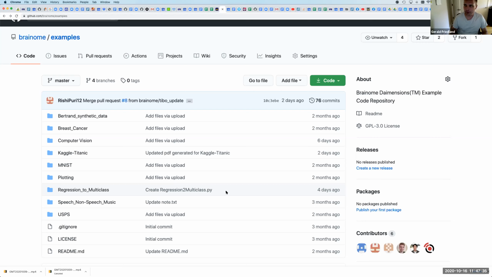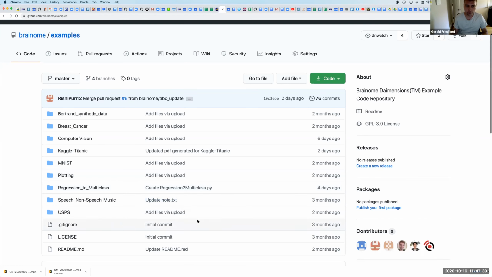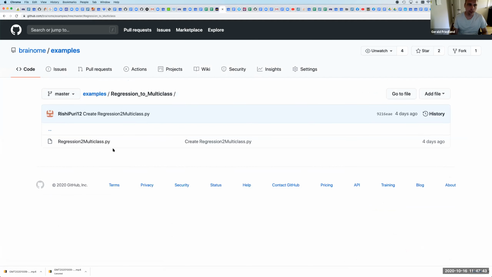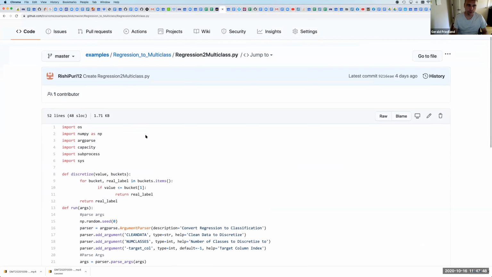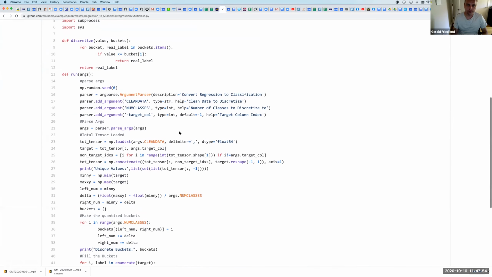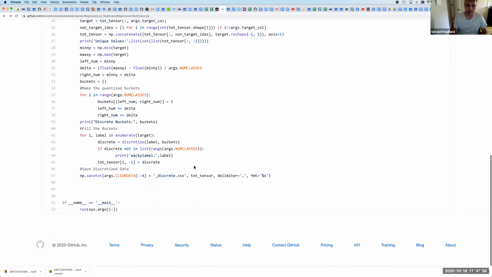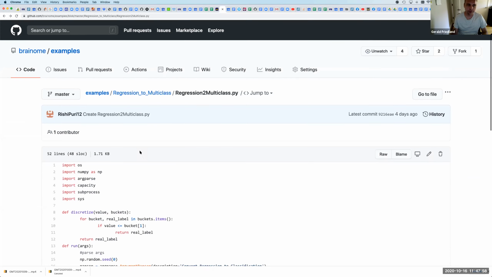Before everybody hops off, because we're done soon, I wanted to show you two more examples. One is regression to multi-class, because this question just came up. For regression to multi-class, there is a Python program for you, actually made by Rishi. That program will automatically discretize your data if you have a regression problem. And if you have a problem with that program, talk to Rishi.